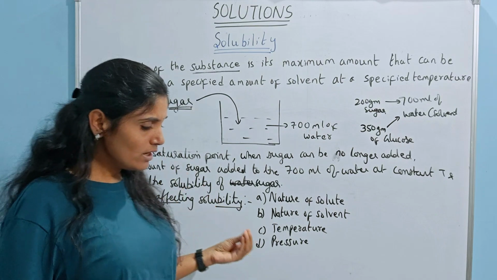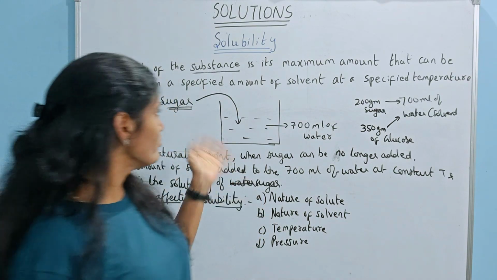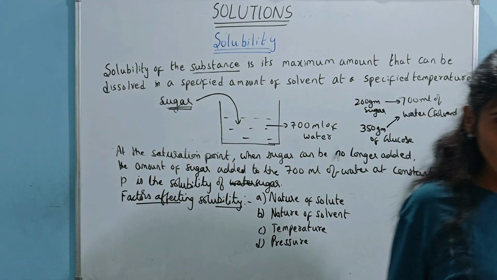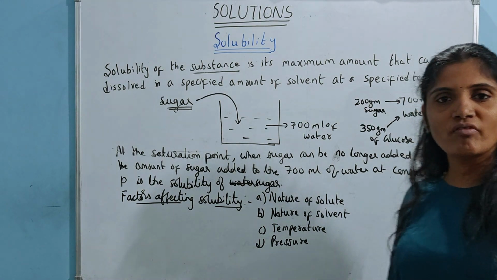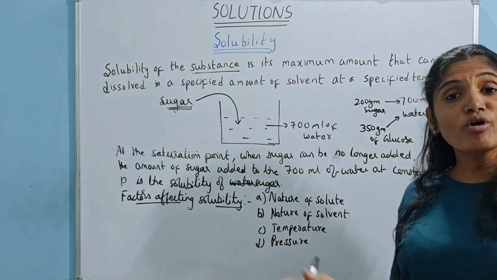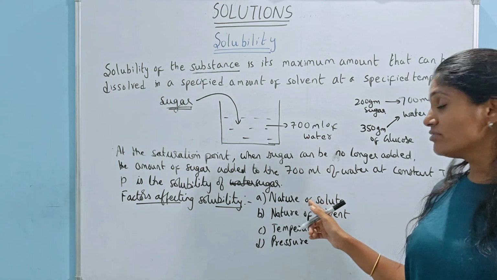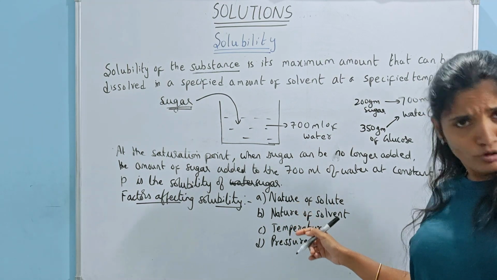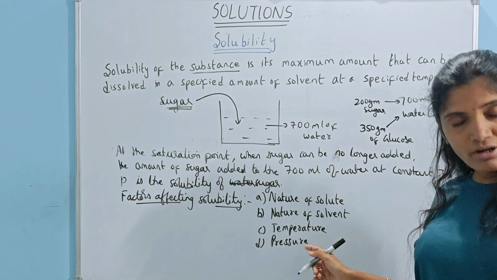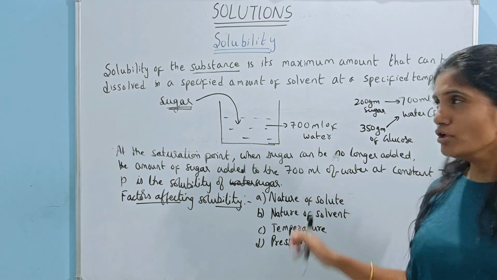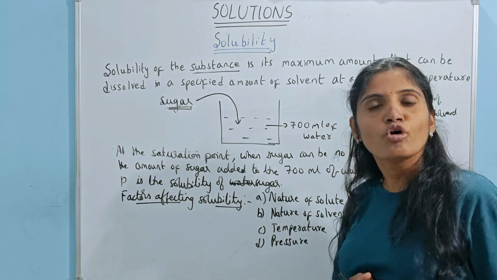What is solubility? It is the maximum amount of substance that can be dissolved in a specific amount of solvent at a specified temperature. On what factors does the solubility of any substance depend? Nature of solute, definitely, nature of solvent, temperature and pressure. So this is a brief introduction about solubility.